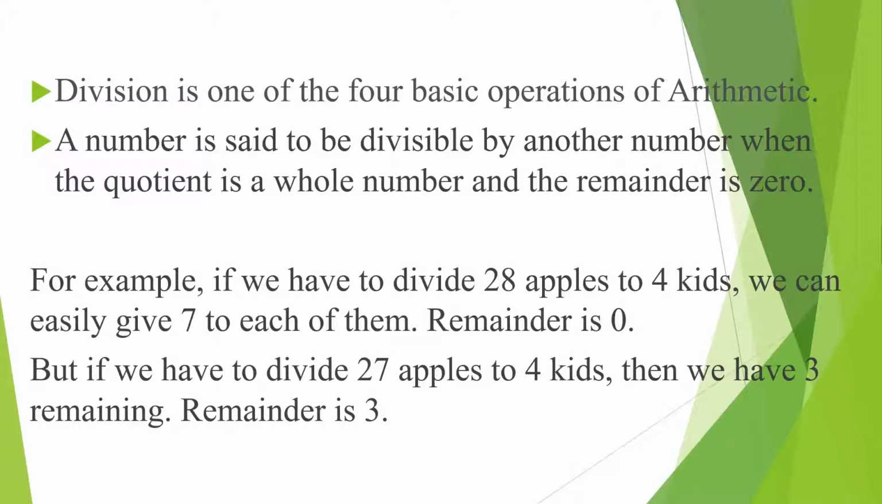If, for example, there are only 27 apples and we have to divide them among 4 kids, then we will have 3 remaining. That is, the remainder is 3. So 27 is not divisible by 4.